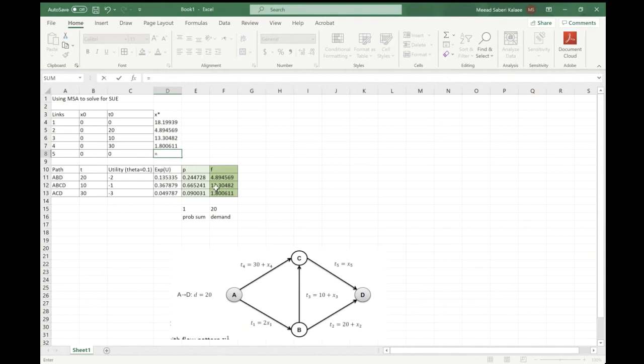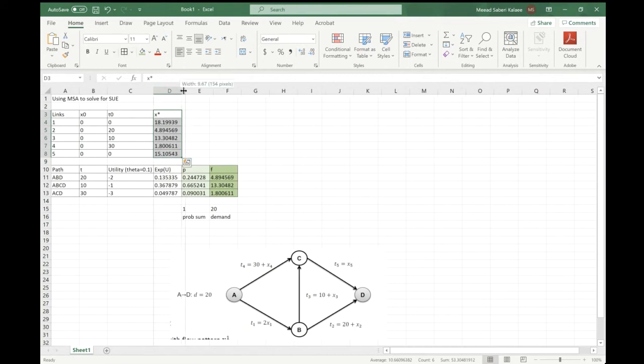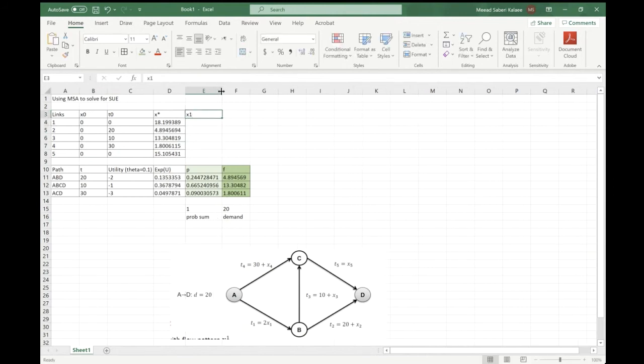So that means ABCD plus ACD. Yes, so these are going to be my link volumes, X stars, okay? And if I want to apply, let me just get these. Yeah, so X1. Now, what would be my X1 if I want to apply MSA? Let me just put the lambda value here. So if this is my lambda, lambda is 1 here. We are at iteration 1, right?